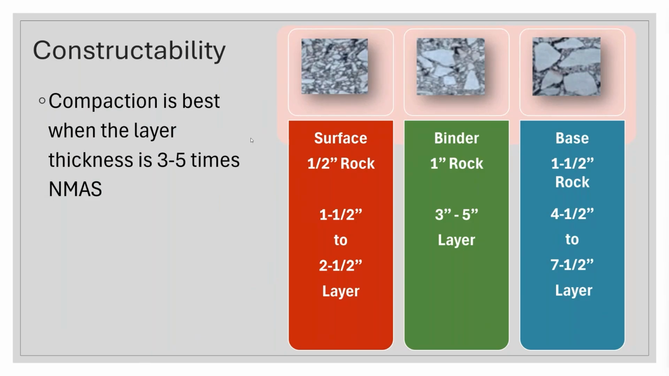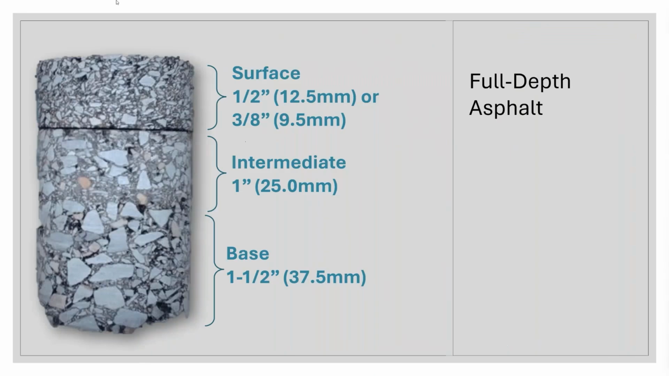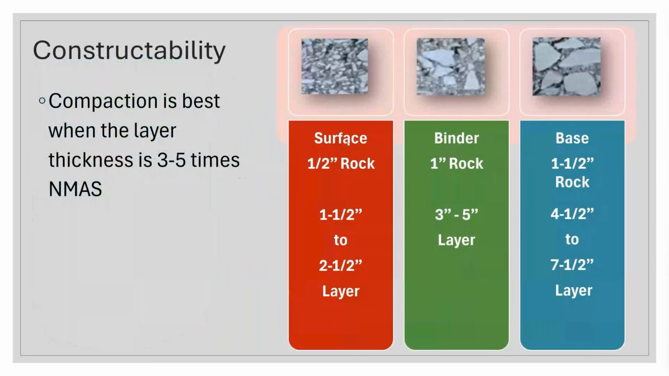Let me go back one slide. Right here, the surface, a 1/2 inch or 3/8 inch, that is the nominal maximum aggregate size. That's kind of the name of that type of mix. And the deeper in the structure you go, the larger those particles are. So I can compact a base layer that's quite a bit thicker than I would compact at once when it's a surface mix. So for surface, if it's a 1/2 inch top size, 3 times that is 1.5 inch, 5 times that is 2.5. So somewhere in that range is going to give me the optimum compactive qualities.